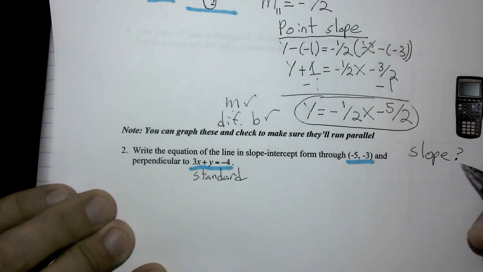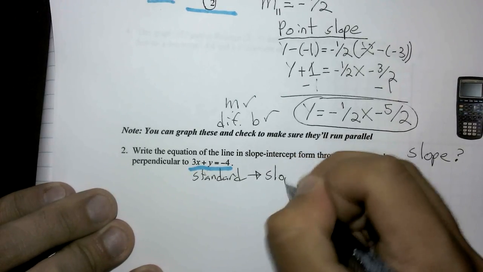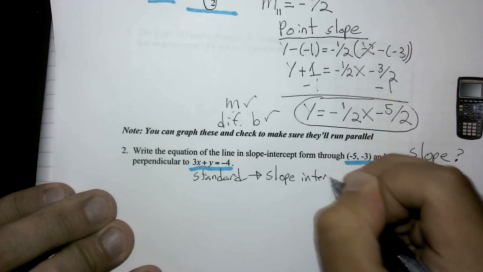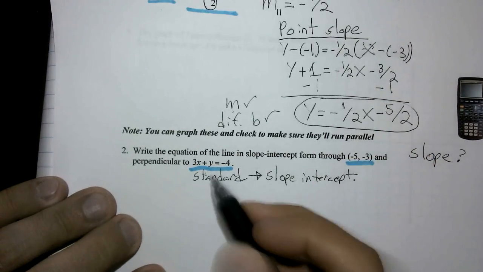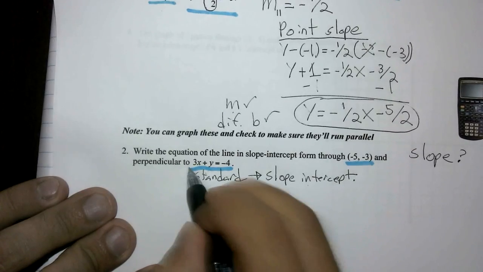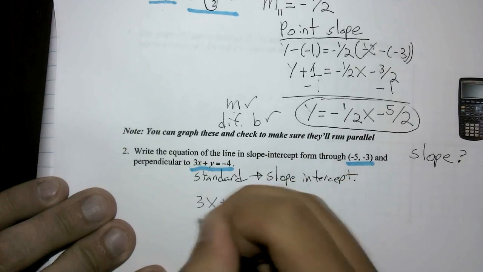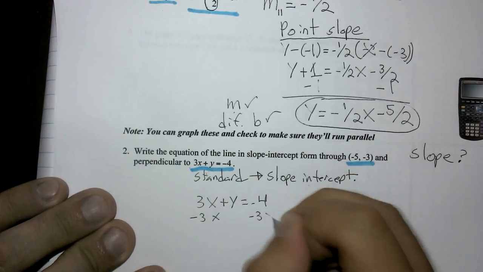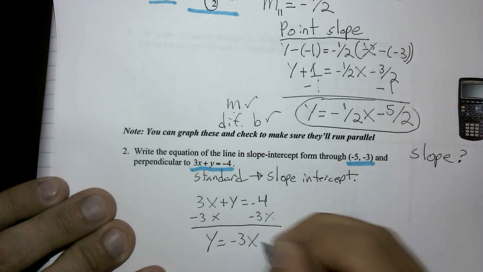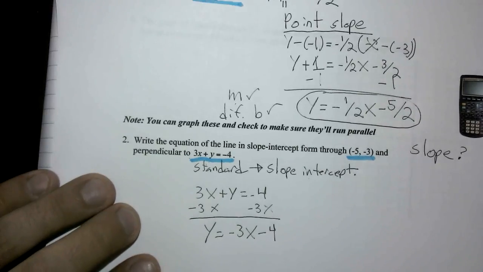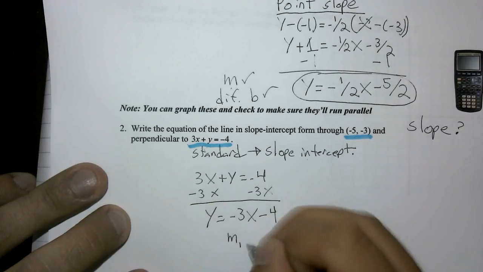Well, although we're in standard form, if we isolate our y term and take this to slope-intercept form, that should pretty quickly tell us what the slope's going to be. So if we go to slope-intercept form, subtracting 3x will help us isolate y. So the new equation we have is y equals -3x minus 4. Hopefully we can see that the slope that's given from this equation is -3. I'll call this M1.